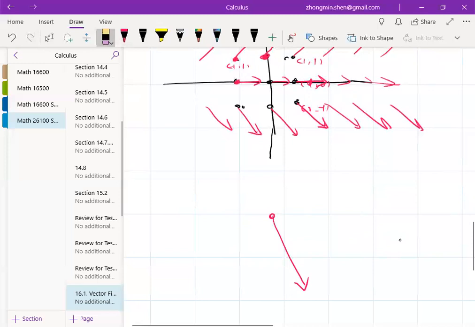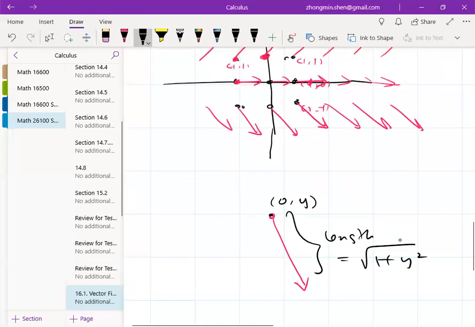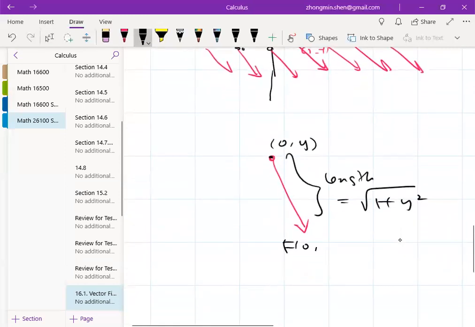Why? How do you calculate the length? The length is going to be the square root of 1 plus y squared. That is the length of the vector. The components of the point here are 0 and y, and the corresponding vector is going to be (1, y). So the length is the square root of 1 squared plus y squared.